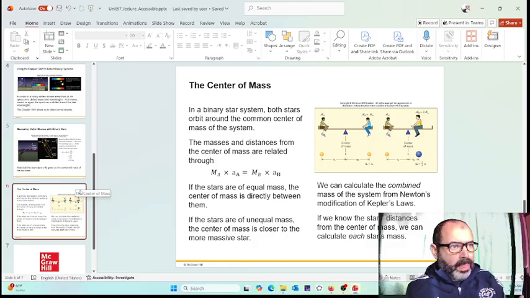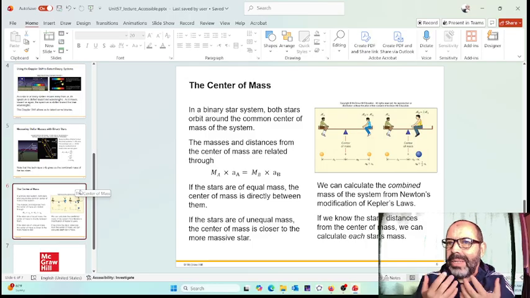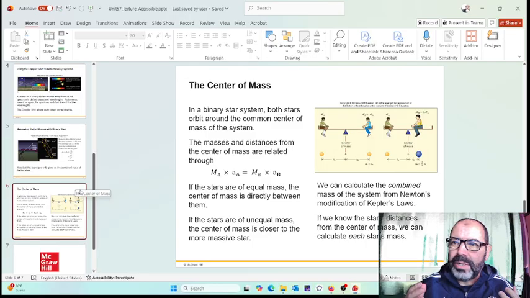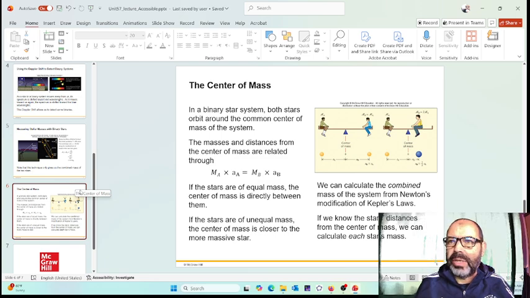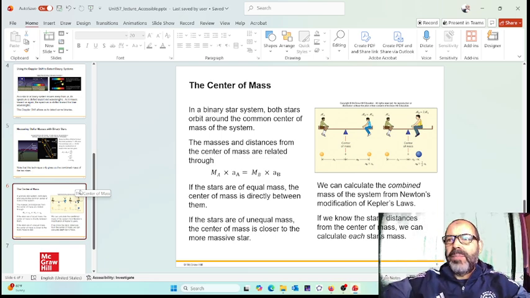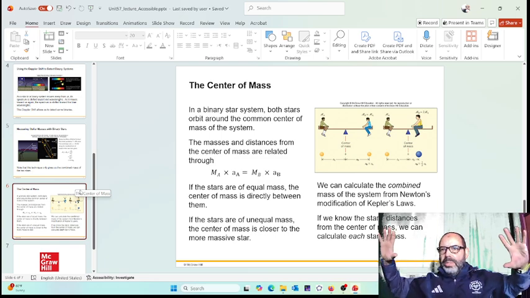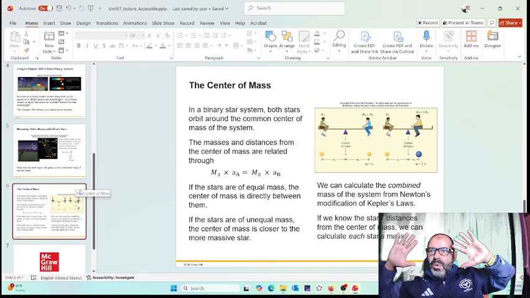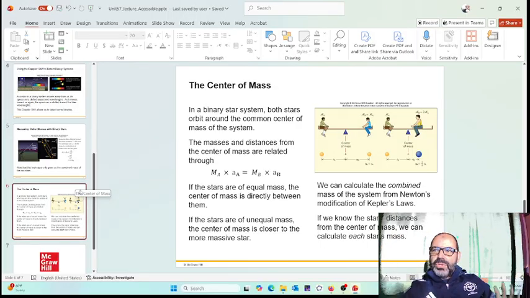So the point here is binary star systems are very, very common. They represent about 50% of the stars out there. Once we gather enough information about them, we can extrapolate and have a vision or an image of how everything looks in terms of the other stars.